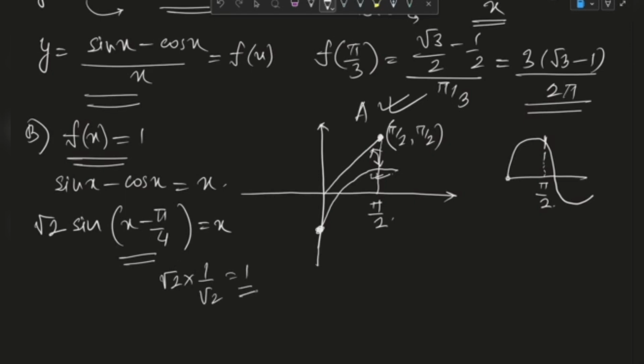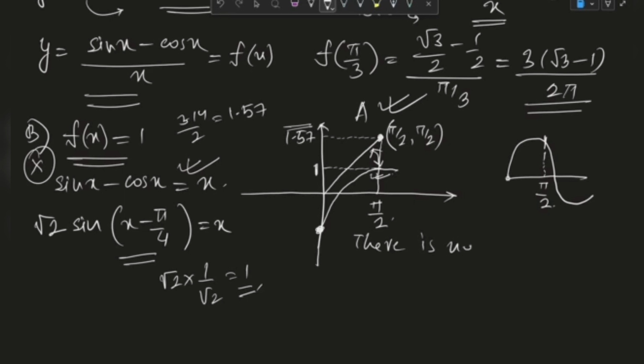So this is 1. So basically at pi by 2, this is pi by 2 comma 1. Now pi by 2 is approximately 1 point something. If we find 3.14 by 2, this is 1.57. I'm just taking these values for your reference, you don't need to do this. And this particular point, I guess this will be 1. So this is roughly the graph. Anyways, we don't have any intersections between these two curves, so your option B is wrong. There is no solution to sin x minus cos x equal to x.